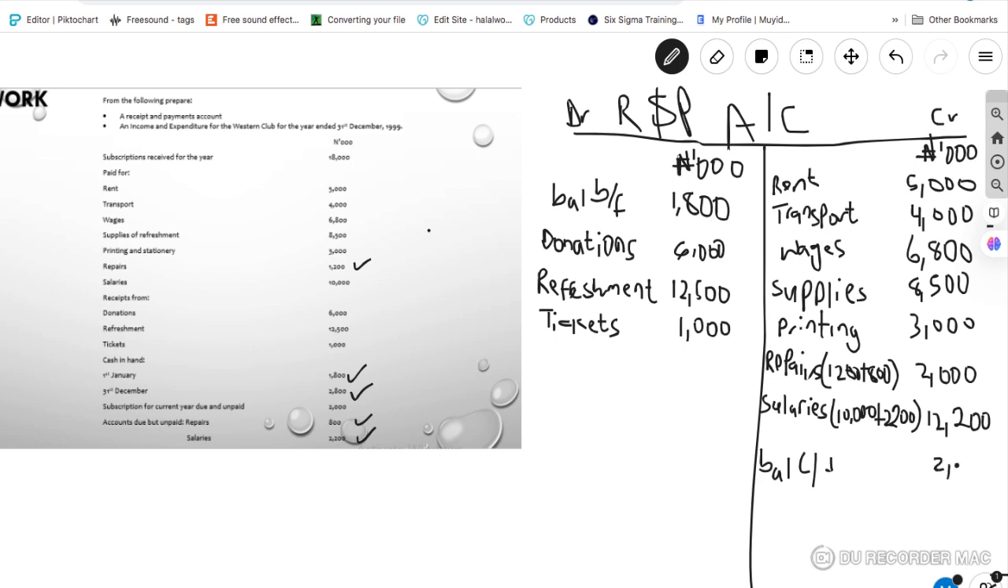So since we have a balance carried down, all we just need to do is to add up. So let us add up. 1,800 or 6,000, 7,878.